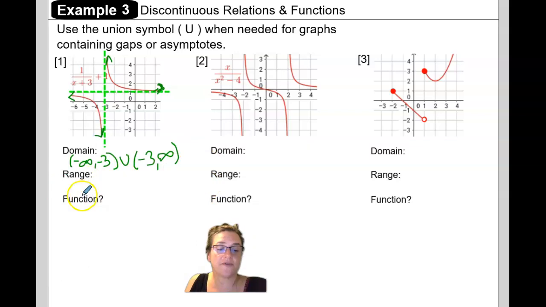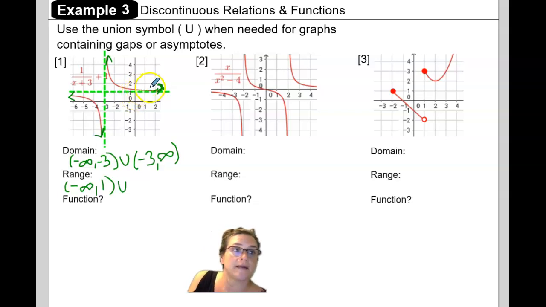Okay, the range is from the bottom to top, so starting with our lowest y value down at -infinity, we are going up until we see here the break in the graph at +1, and it's non-inclusive, so it's an open interval. Then union, because we're going to pick back up again on the top side of that horizontal asymptote, and then that goes up to +infinity. So all real numbers except +1.